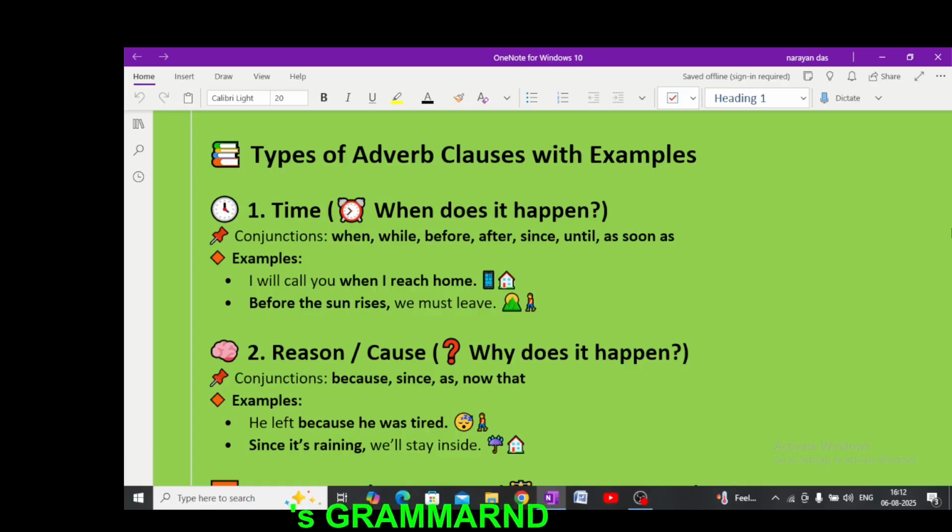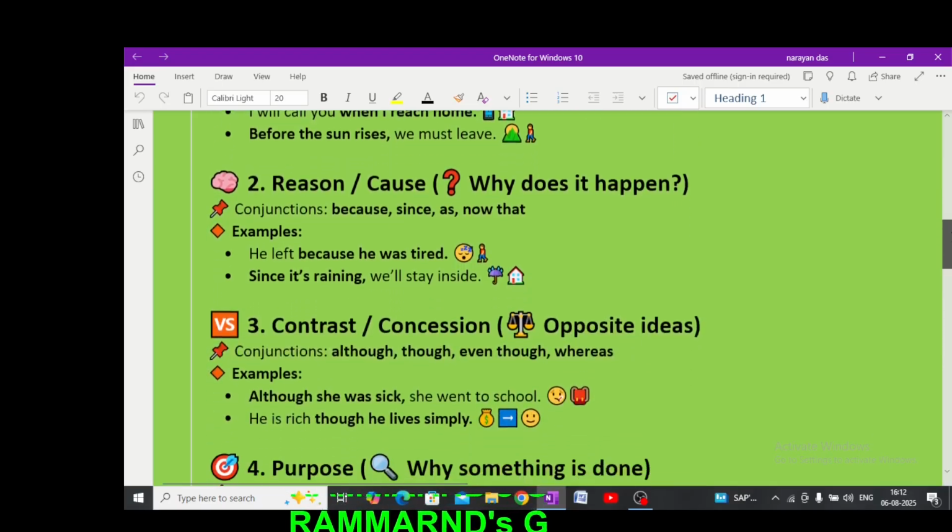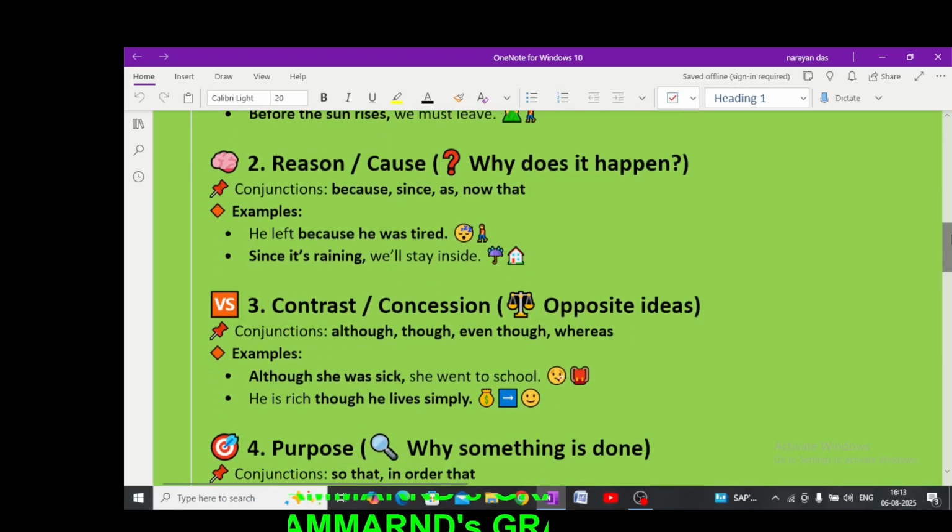Now, number 2, adverbial clauses of reason, which means adverb clauses that give reasons, and the conjunctions are because, since, as, now that. The example sentences are: he left because he was tired. Because he was tired, written in bold, is the adverbial clause beginning with the subordinating conjunction because.